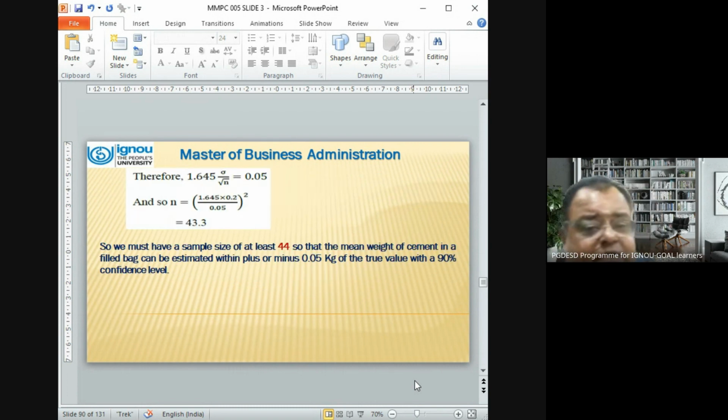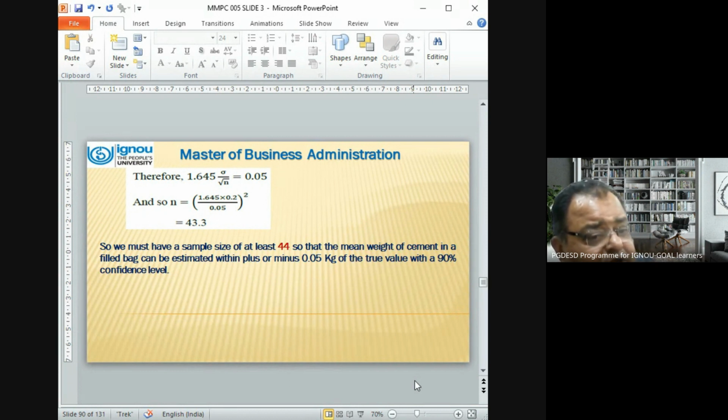What now has to be done? Here it comes. 1.645 times sigma upon under root n is equal to 0.05. This is given to you in the problem. Now you have to calculate under root n. Very simple. Square both the sides. Under root will go. 1.645 will be squared. Sigma is 0.2. That will be squared. And it will be divided by 0.05 whole square. You will be left with this.